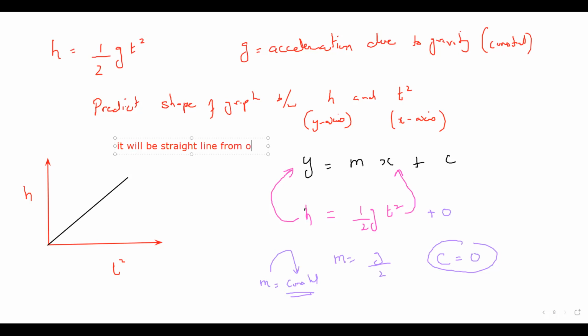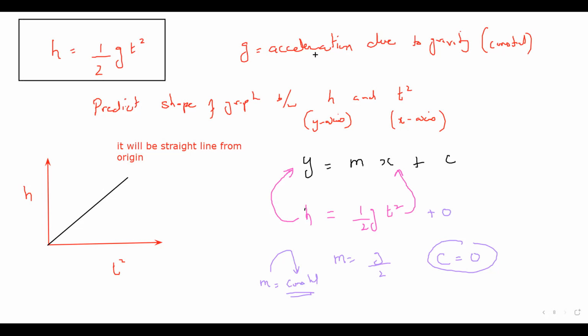Is it clear how I worked out the graph using the equation? The equation given to us is h equals half gt square. I compare this equation with the straight line equation, y equals mx plus c.